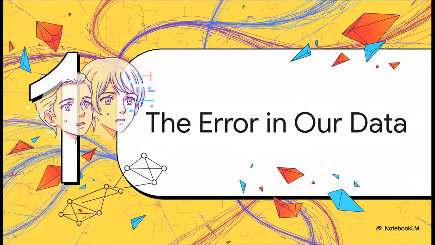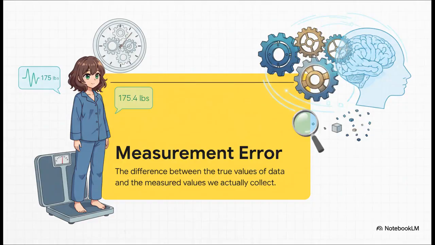So, first things first, before we can find a solution, we have to really understand the problem. Let's get up close and personal with this idea of error that's hiding in all of our data. So, what even is measurement error? It's actually super simple. It's just the gap between what's real and what we manage to write down. You know, like when you step on a bathroom scale. One second it says 175 pounds, the next it says 175.4. Neither of those is probably your exact true weight. That tiny little difference, that's measurement error in a nutshell.